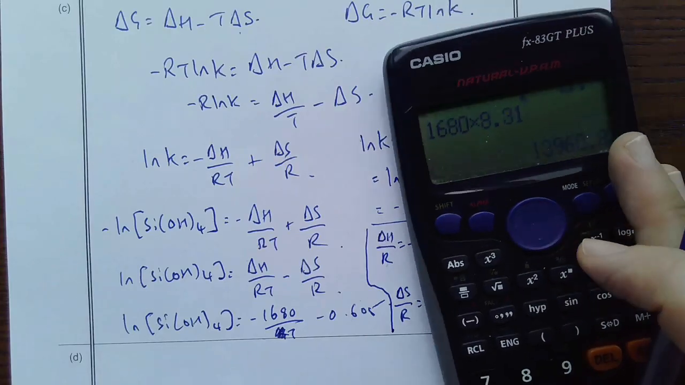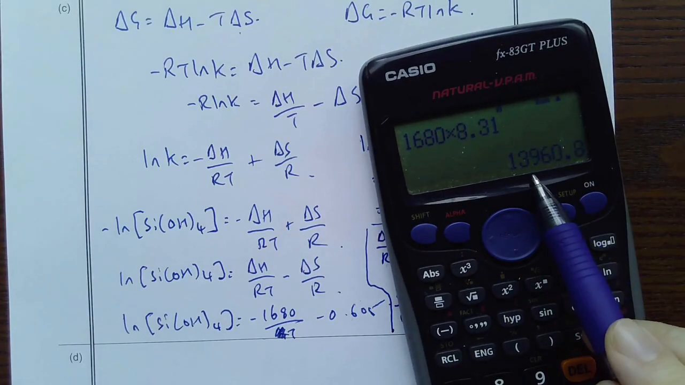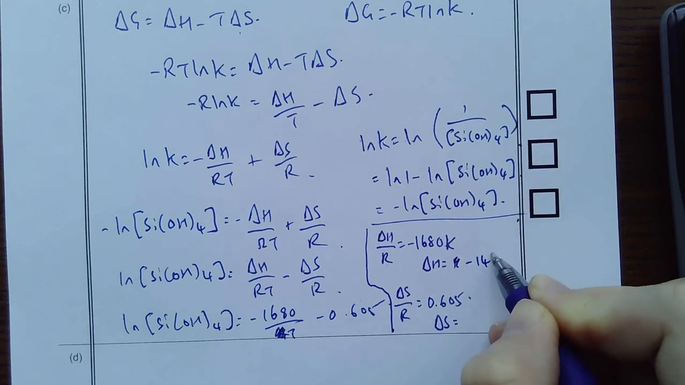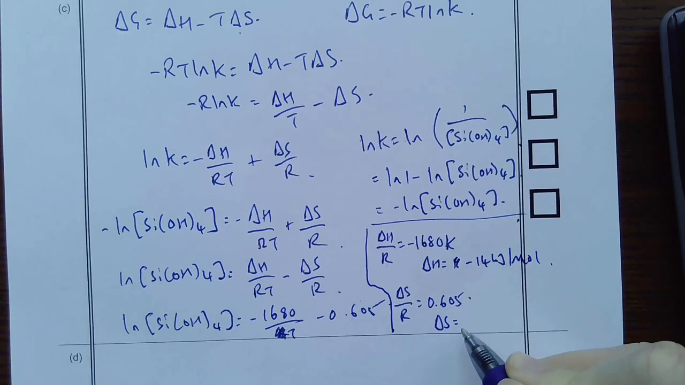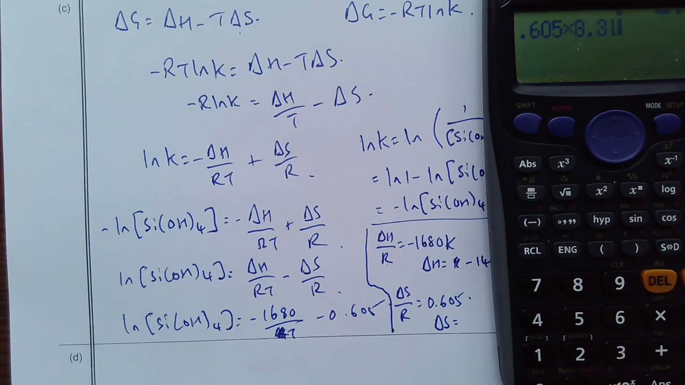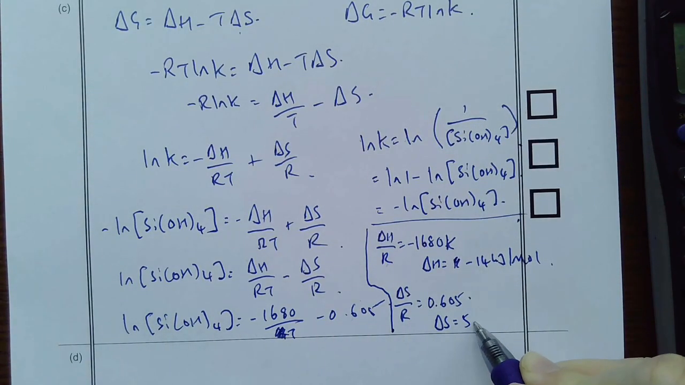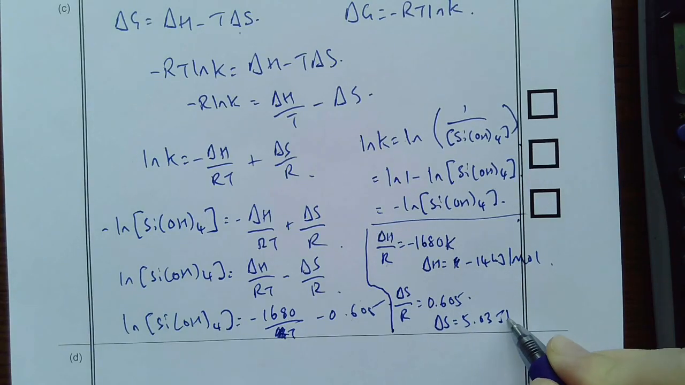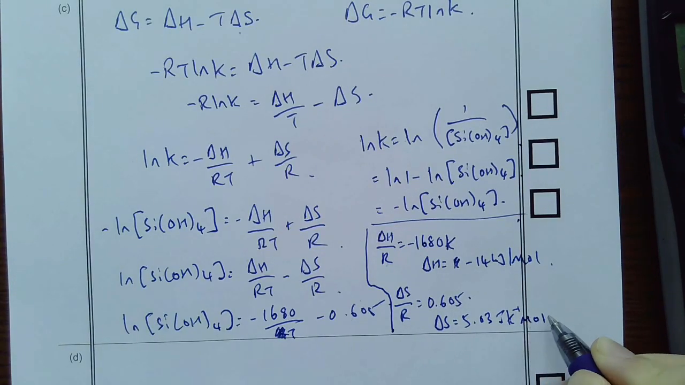Okay, so that 13,960 joules, I'm just going to write as minus 14 kilojoules per mole. And delta S, 0.605 times 8.31 gives me 5.03, and that's going to be in the normal units of entropy, joules per Kelvin per mole.